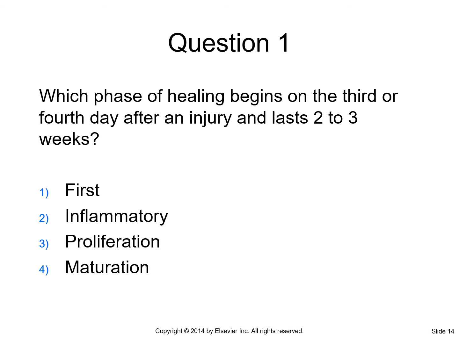Which phase of healing begins on the 3rd or 4th day after the injury and lasts from 2 to 3 weeks? Answer is proliferation phase. The first phase is known as the inflammatory, the second one's the proliferation, and then the maturation is the last stage. It happens about 3 weeks after the injury.